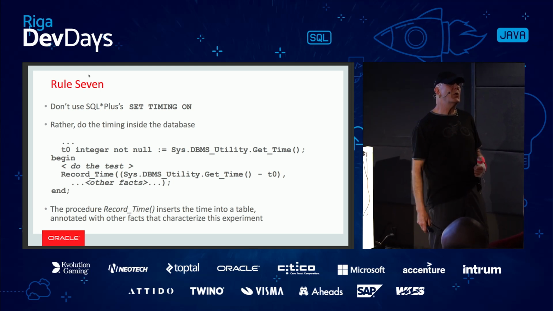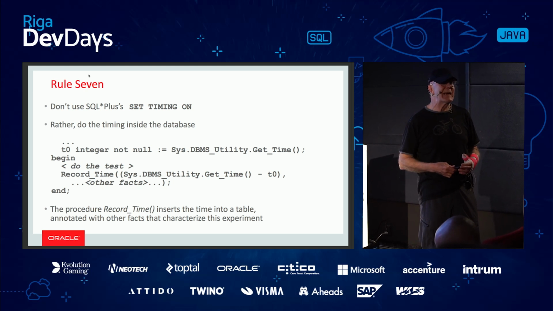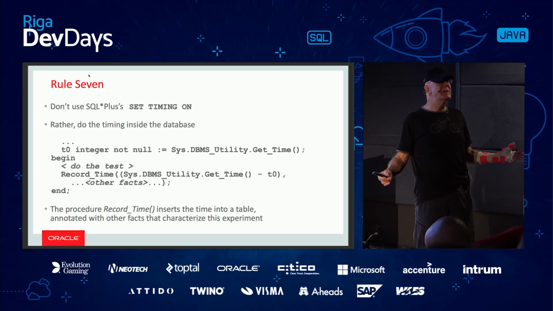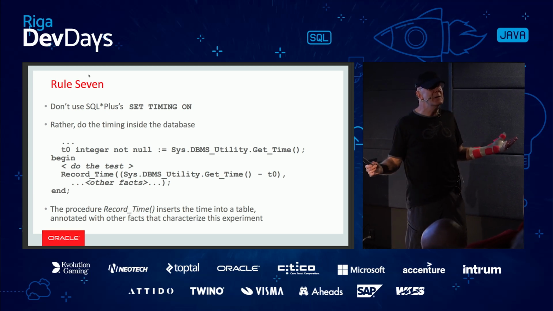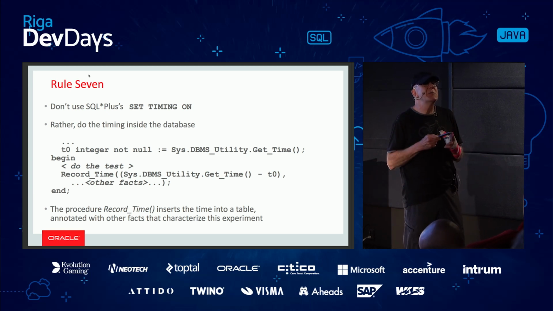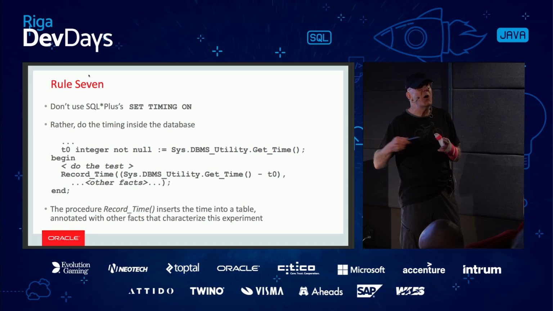Right, so we're going to have a procedure, record time. What's it going to record? Obviously, the number of centiseconds with no interpretation that each run of the experiment took. That and only that? No, of course not. There are going to be other fields in the row. There are going to be other columns in the table.